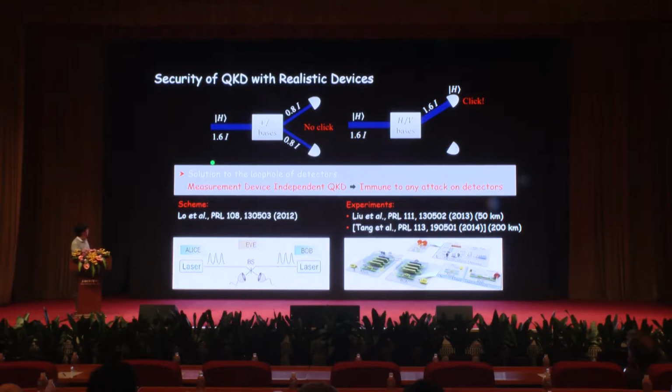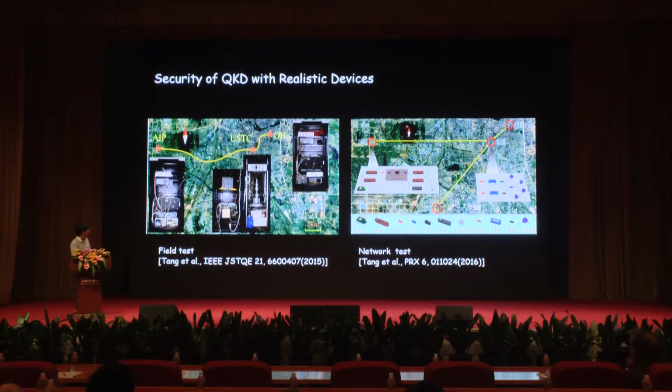To solve the problem, Hoi-Kwong Lo proposed measurement-device-independent quantum key distribution. Basically, one sends a single photon here, then performs a Bell measurement. The measurement device can even be controlled by the eavesdropper, because it only knows whether the input photons are the same or orthogonal, and has no original information from the others. The first experiment was done in 2013, then extended to 50 kilometers and 200 kilometers. This was done on a table, and a field test was also performed later with realistic fibers.